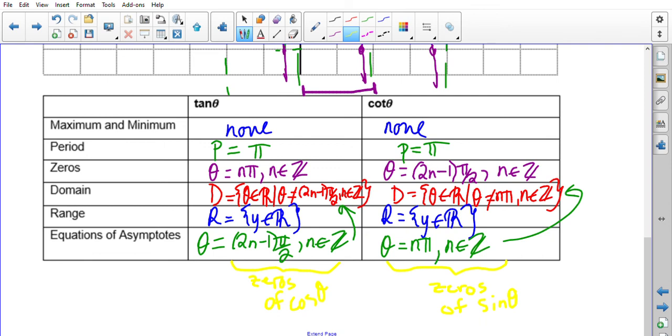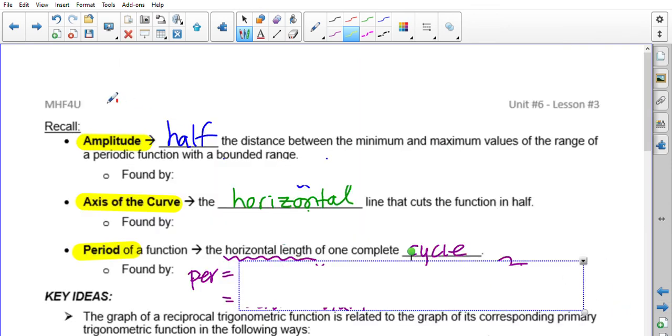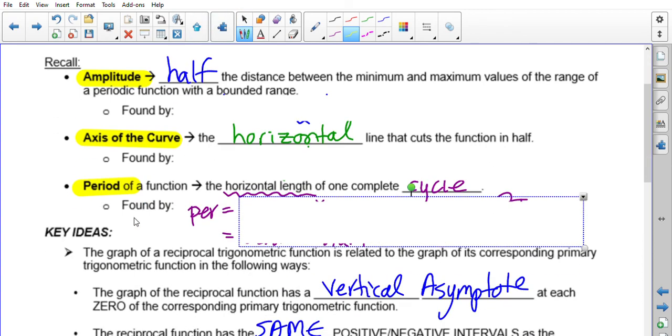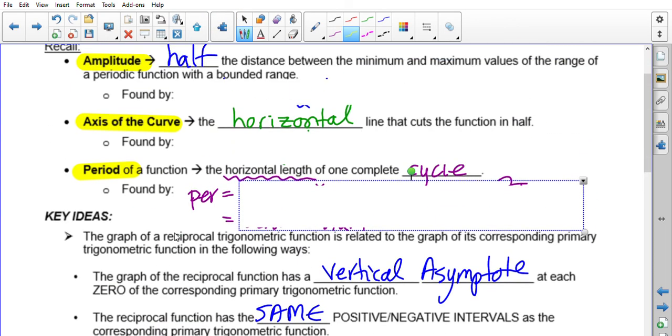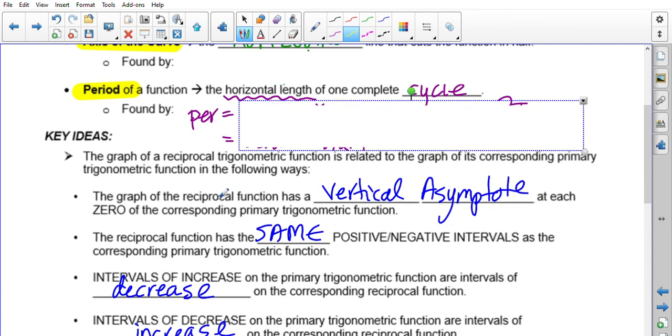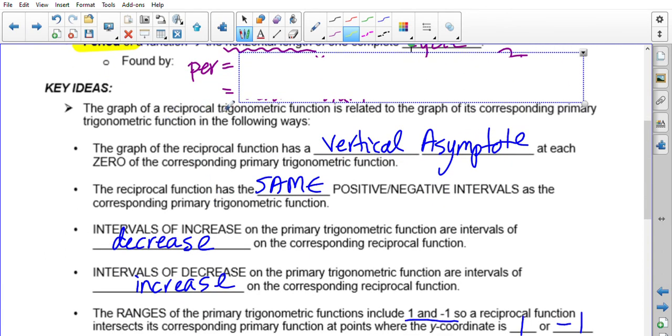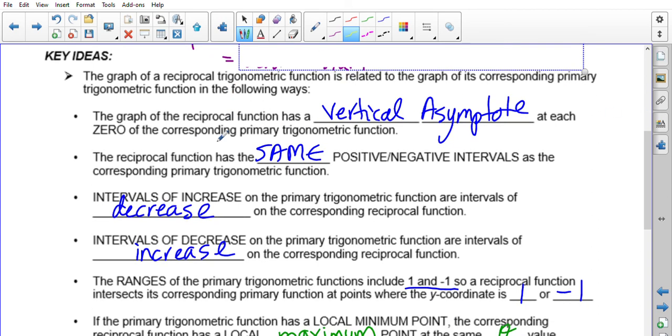Okay. So let's summarize what we've noticed here on the next page. I'm just going to go down to the key ideas. We'll come back up to this in a second. We should notice that the graph of the reciprocal trig function is related to its corresponding primary function. The vertical asymptote corresponds with the zero of the primary trig function. Same idea: the VA of the reciprocal comes from the zero of the primary trig function.